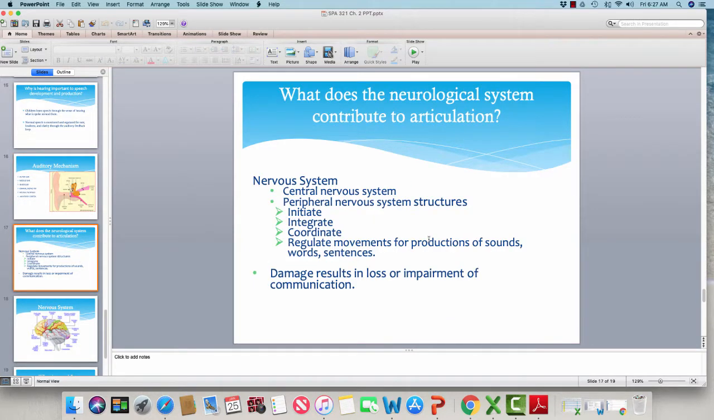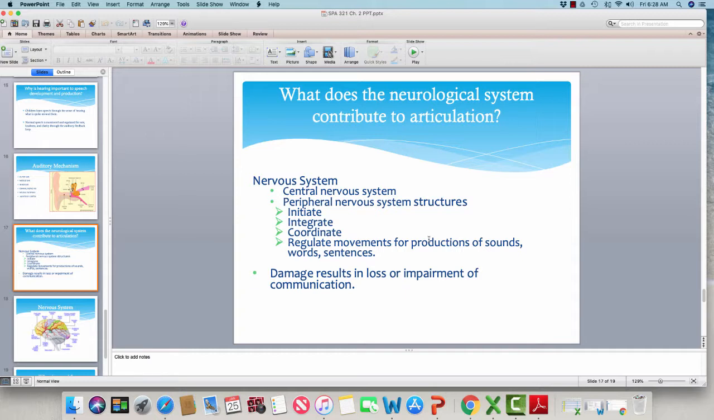All right. Now, the neurological system is the nervous system. We have two nervous systems, the central nervous system and the peripheral nervous system. The main one controlling our hearing is the central nervous system. And within these systems, we must hear the sounds as used to initiate, integrate, coordinate, and regulate the movements for productions of sounds, words, and sentences.